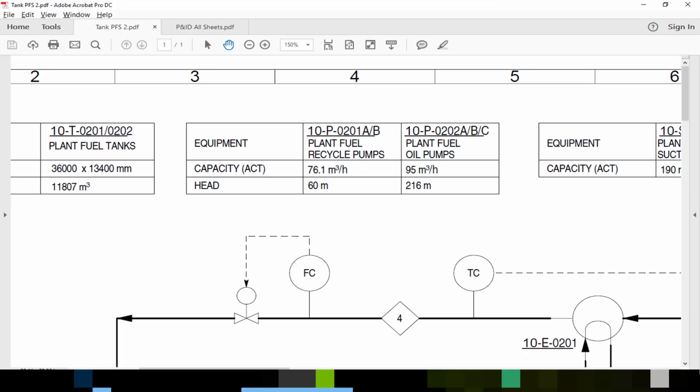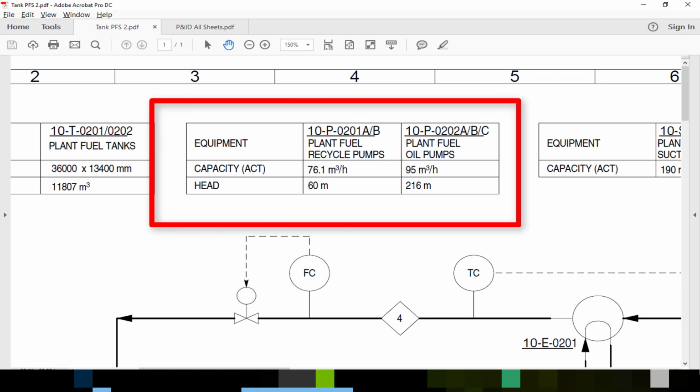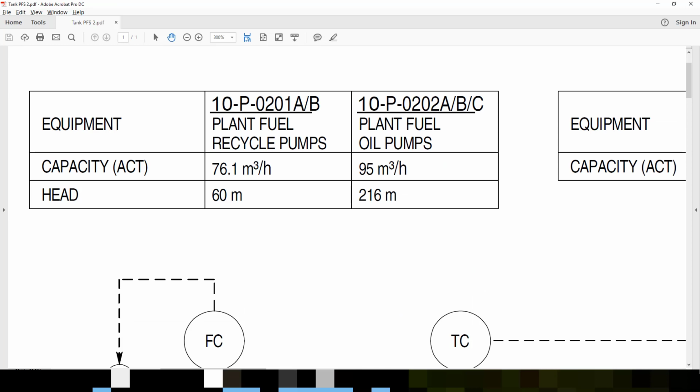Now back to our PFD. See this detail of the pump. Recycle pump has a head of 60 meters and the plant fuel oil pump has a head of 216 meters. This must be a huge pump. Let's look where they are on the PFD.